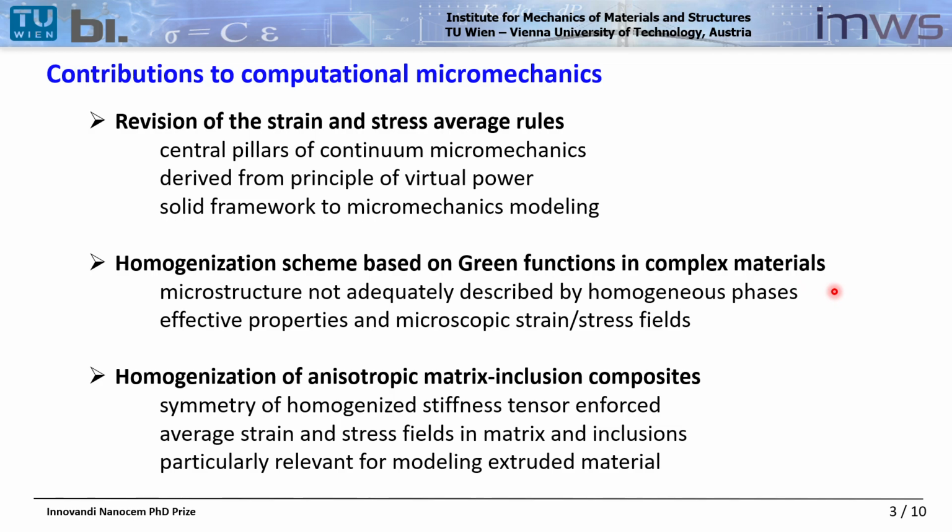By complex materials, I mean those whose microstructure is not adequately described by homogeneous phases. For instance, in cement paste, the solid CSH does not have the same density everywhere, and therefore the mechanical properties may differ from one point to another. Using these functions, we were able to solve an implicit integral equation to calculate the effective properties of these materials and the microscopic strain and stress fields.